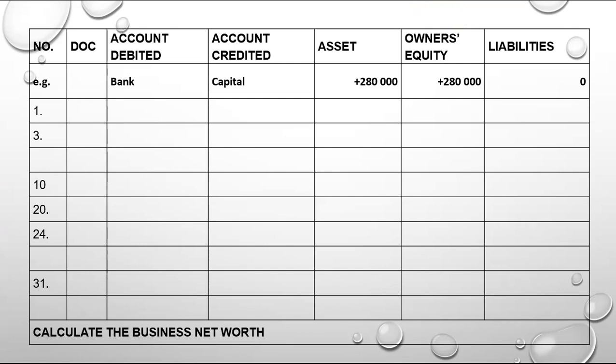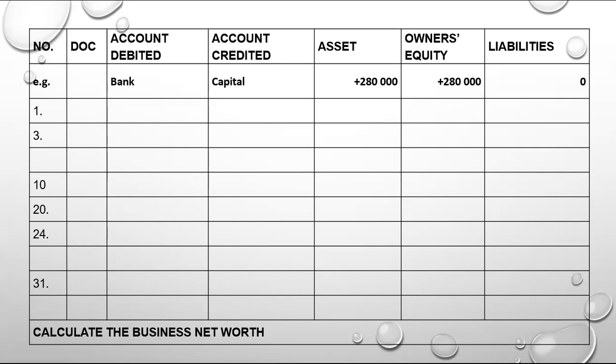When we abbreviate this, C for capital, I for income. Those increase owner's equity on the credit side. And we've got D for drawings and E for expenses. They reduce owner's equity on the debit side. Please do not forget this.